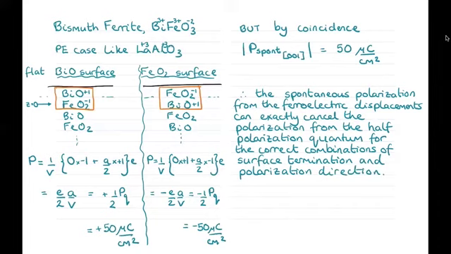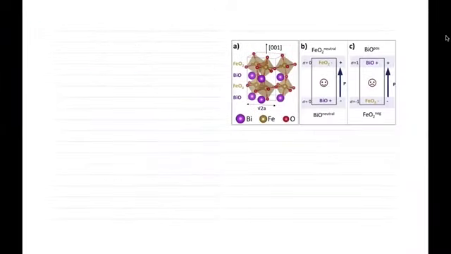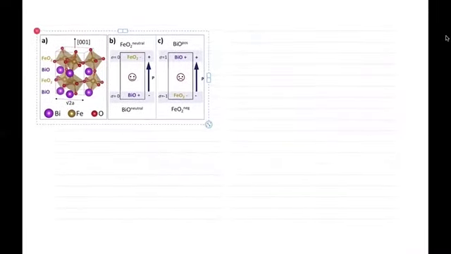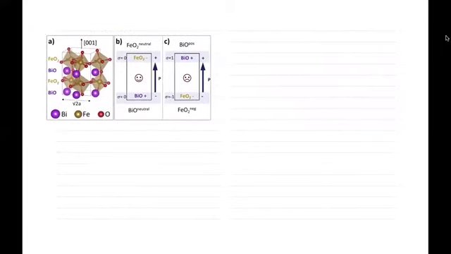So let's just write down what those are. And here's a sketch. So here's the structure of bismuth ferrite. In practice, in addition to the ferroelectric distortion, there are also rotations of the oxygen octahedra, which are shown here. But you see very clearly the bismuth oxygen layers and the FeO2 layers.